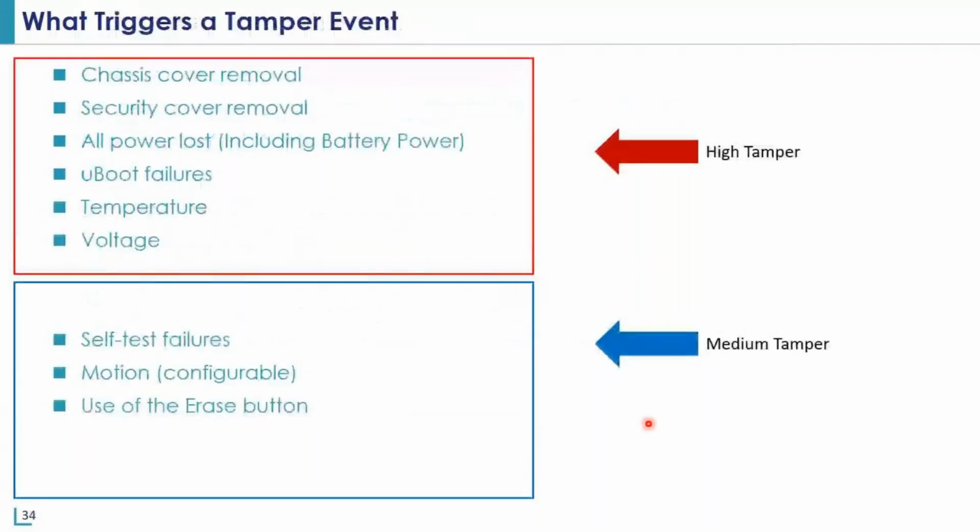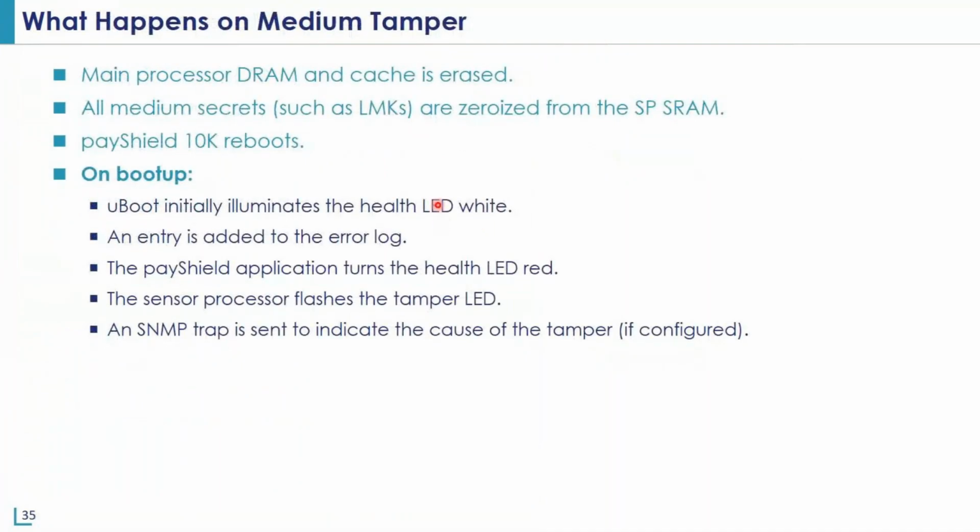Like I said, in case of high temper, the unit is completely unusable. You have to order a new appliance. You have to get a replacement from Thales. But in case of a medium temper, all your secrets are removed. Your dynamic and static RAM, everything is removed. Your payShield 10K goes to the reboot mode.